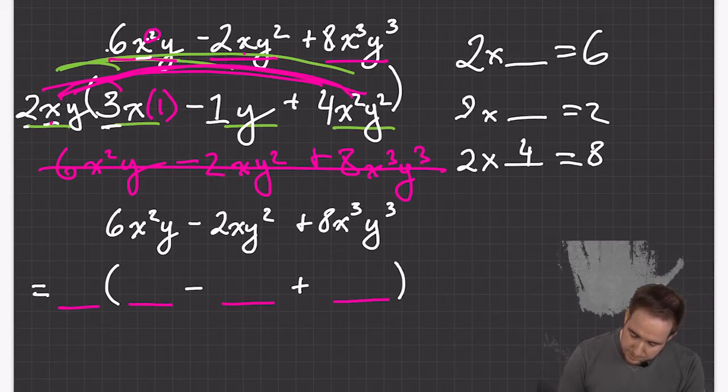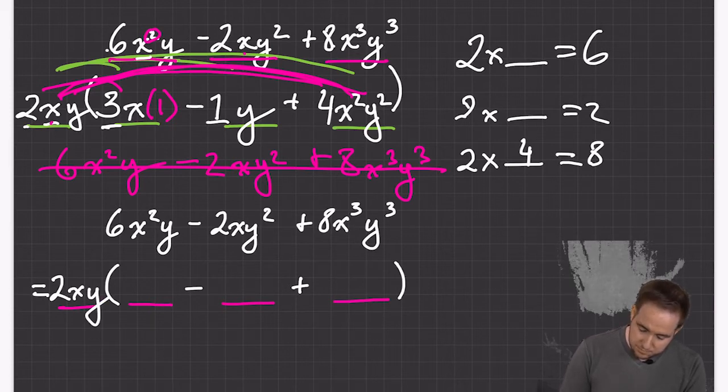So all 3 of these are divisible by 2. There is at least one x in all of them. There is at least one y in all of them. And then I go through this process of filling in the blanks. 2 times what? 3. An extra x makes x squared. No extra y's are needed to make y, so that's fine.